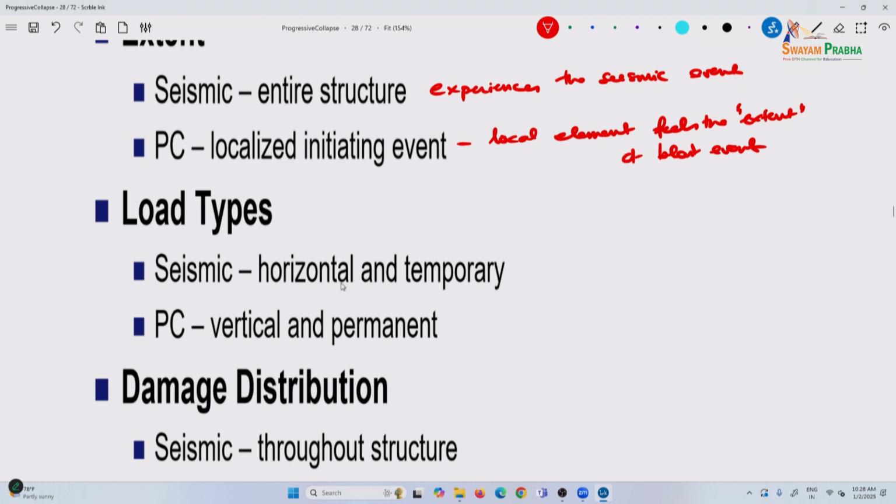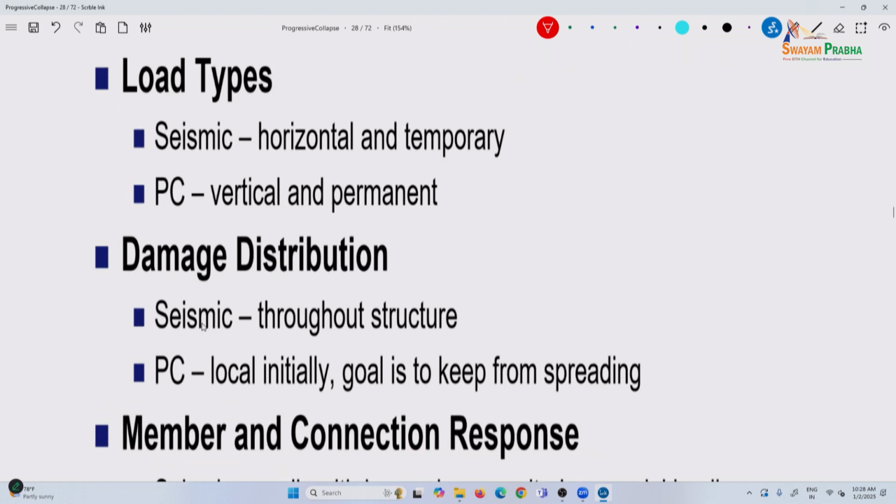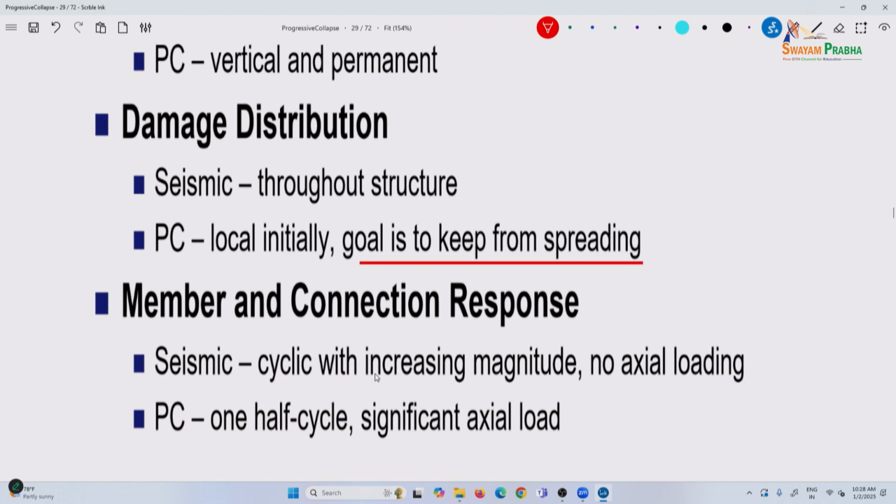Seismic is horizontal and temporary. Progressive collapse is vertical and permanent. The damage in seismic is throughout the structure. Here it is local initially, and the goal is to keep it from spreading across. So design-wise you focus on the entire structure in seismic, but here the aim is to prevent spreading. Seismic is cyclic with no axial loading, here there is a half cycle, and there is significant axial load, and this is also impact.